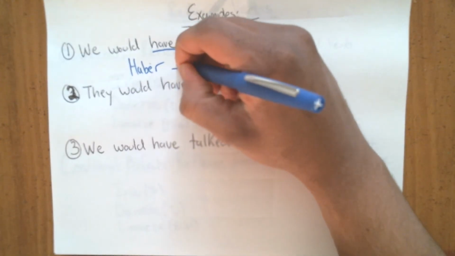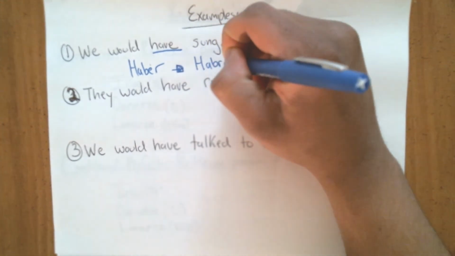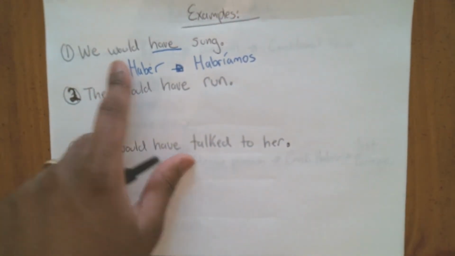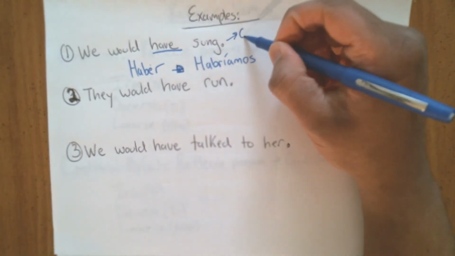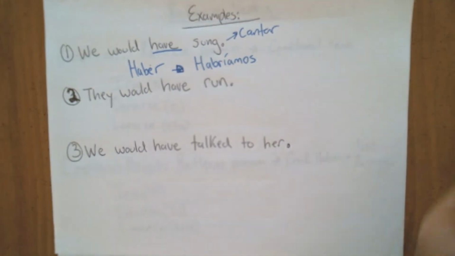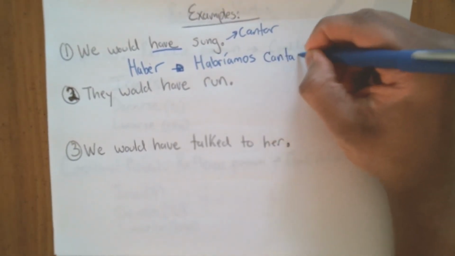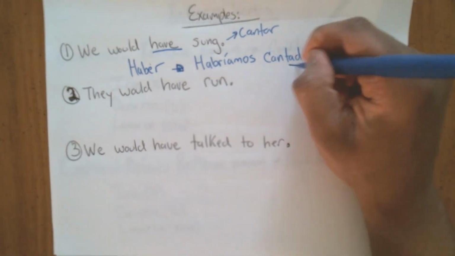So this just becomes habríamos, which means we would have. And then for the verb sung, it comes from cantar, which means to sing. But since it's an AR verb, you put it in the past participle, cantado. Habríamos cantado. We would have sung. So notice it's in your ado ending.